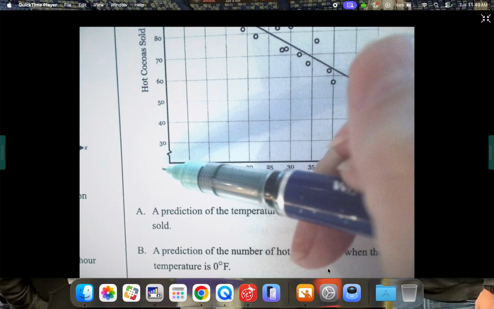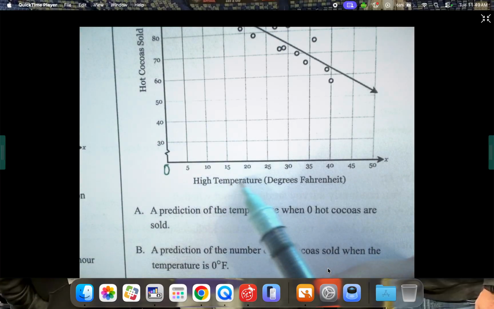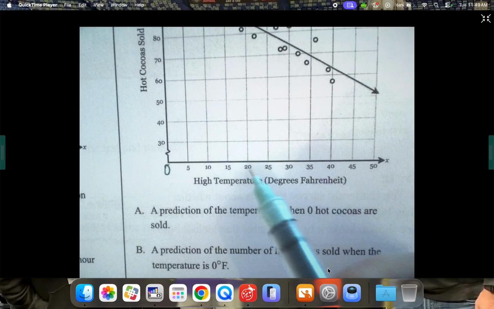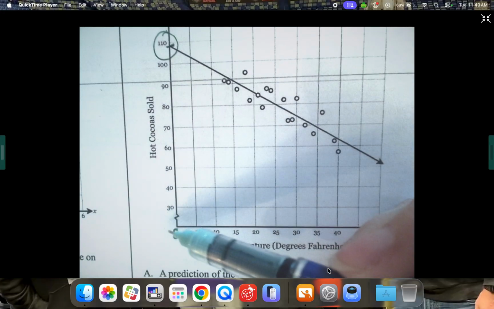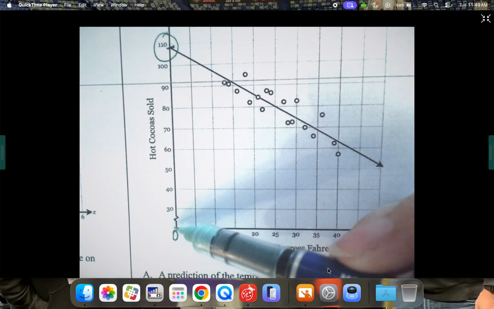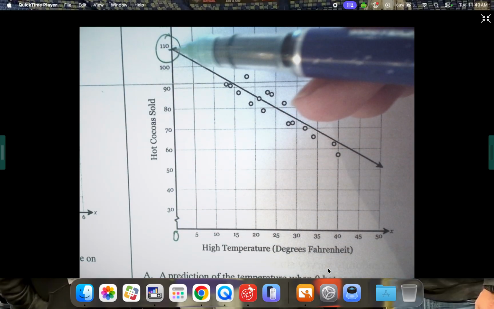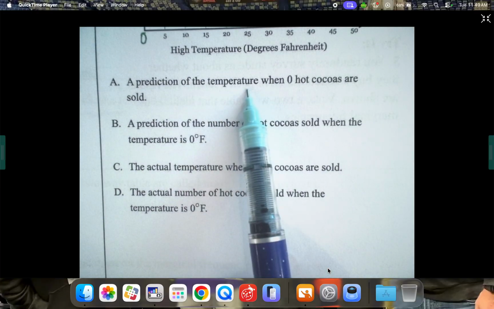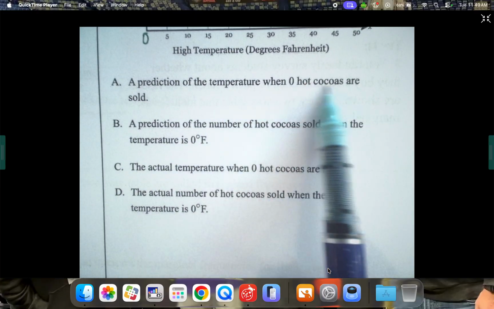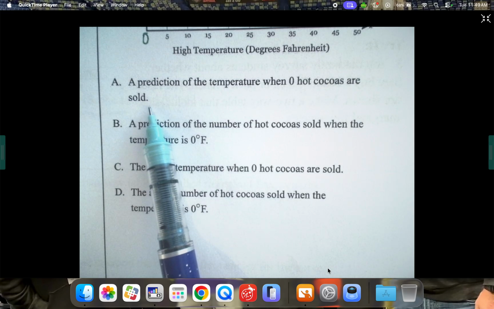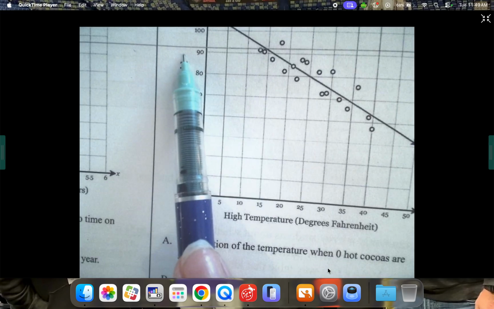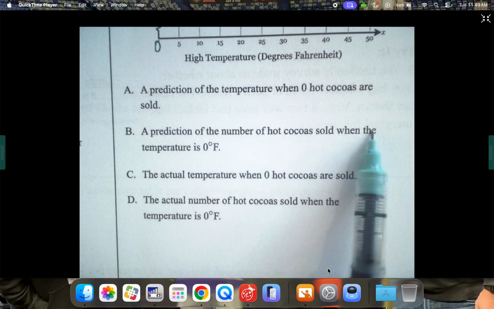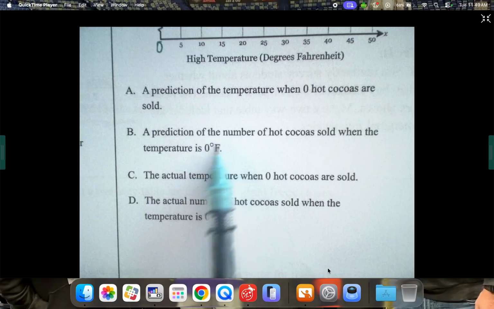And this would be at 0 degrees on the high temperature. So the high temperature goes to 5, 10, 15, 20, and so on, but it starts at 0. So on the y-axis at 0 degrees, you would expect to sell a little bit under 110. So the temperature when 0 hot cocoas are sold? No. It's not the temperature, it's the hot cocoa amount that's sold. So the prediction of the hot cocoa sold when the temperature is 0. This is it.